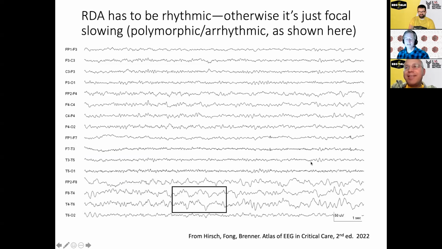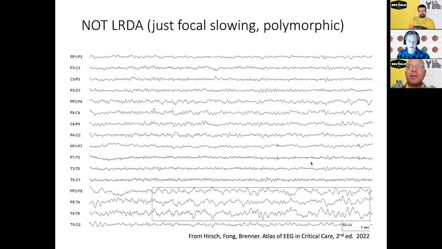Just showing more examples of pretty prominent focal slowing in the temporal lobe here, but it's not rhythmic. This is all polymorphic, irregular, not even close to rhythmic. So don't call this RDA.